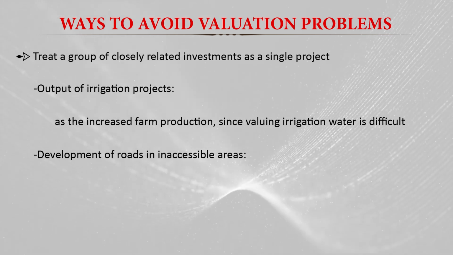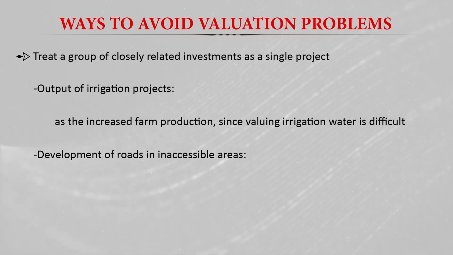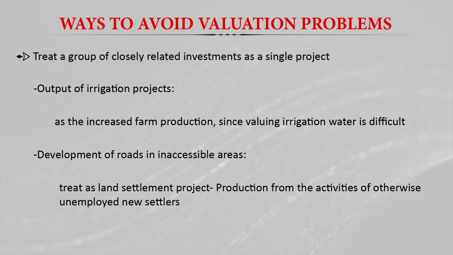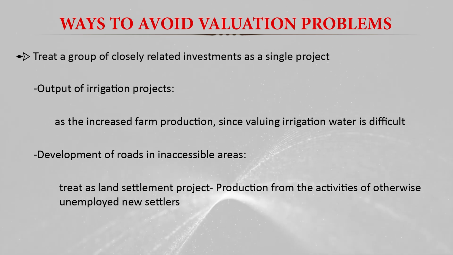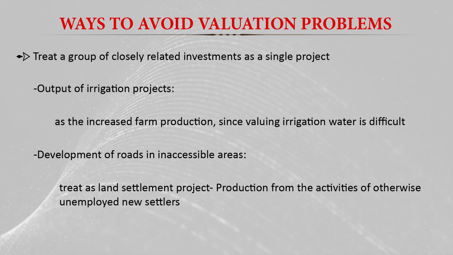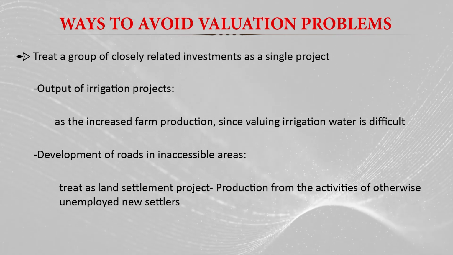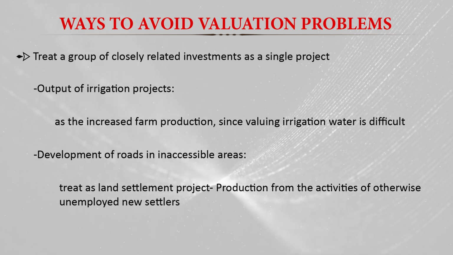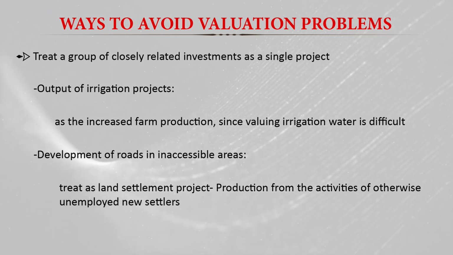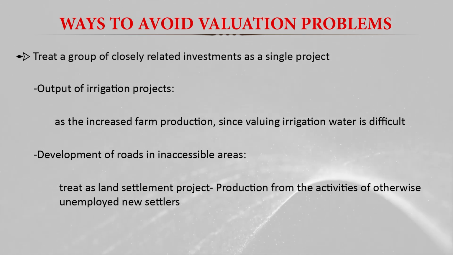Or take development of a road in inaccessible areas, like developing a new road in an area where there was no road and accessibility was not there. We can treat that project as a land settlement project, because production from the activities of otherwise unemployed new settlers should also be counted. So if a new road is there or new production activity started nearby, employment generated in that area or production activity started in that area can be treated as a part of the road project.